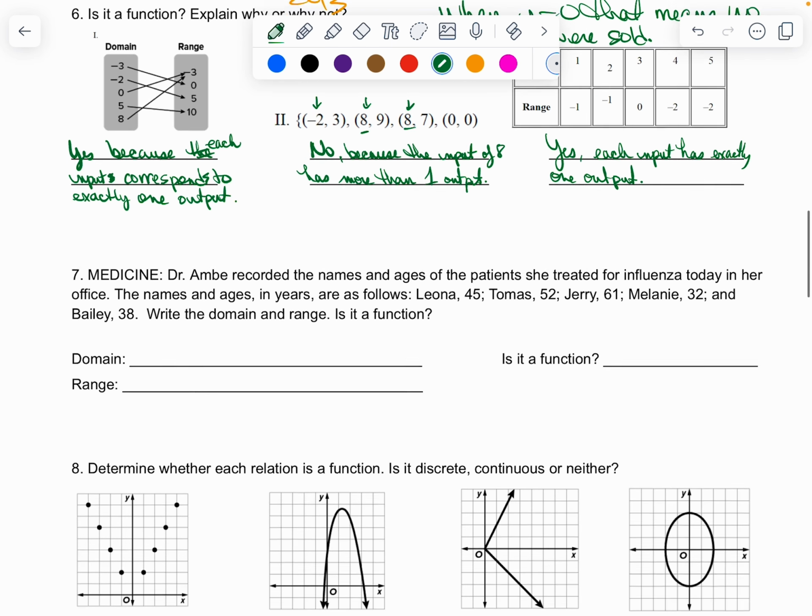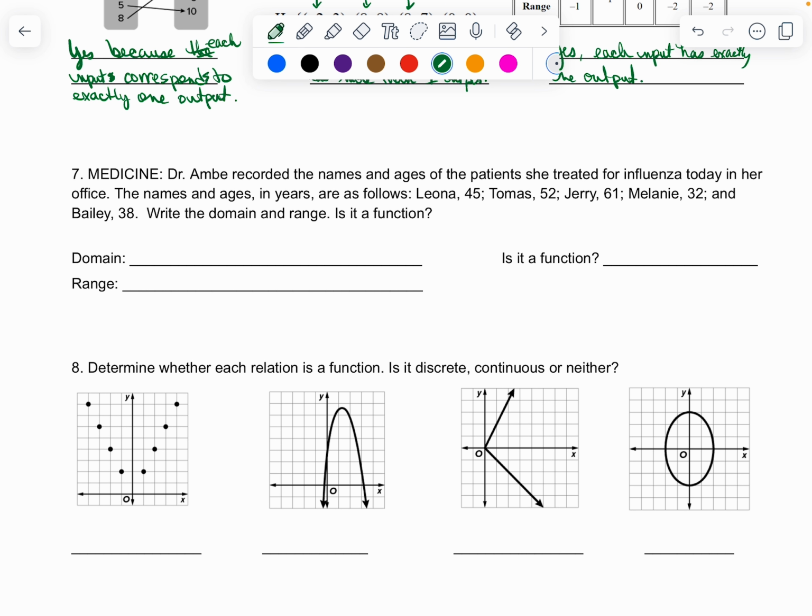Okay. Dr. Ombre recorded the names and the ages of the patients she treated for influenza today in her office. The names and ages in years are as follows. Write the domain and range. So the domain of this would be their names. Their range would be their ages.